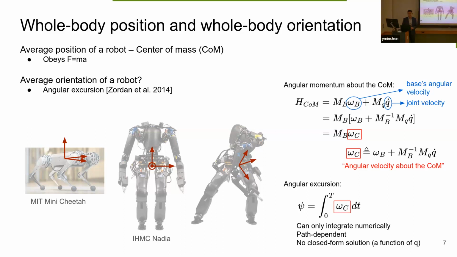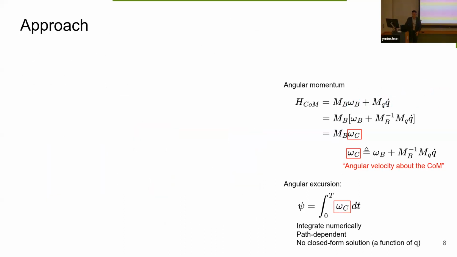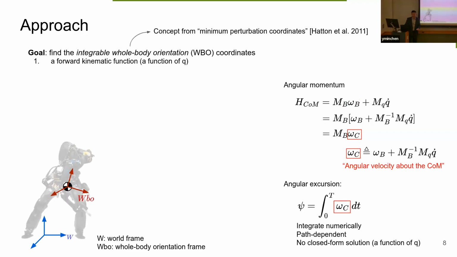But there is a downside of this approach. This angular equation can only be integrated numerically. There is no closed form solution, meaning that there doesn't exist a function, the embedding function that I showed you in the definition of reduced model, that represents this orientation. So in our approach, we try to start with the embedding function. We call this integrable whole body orientation, and I visualize it using this WBO frame here.